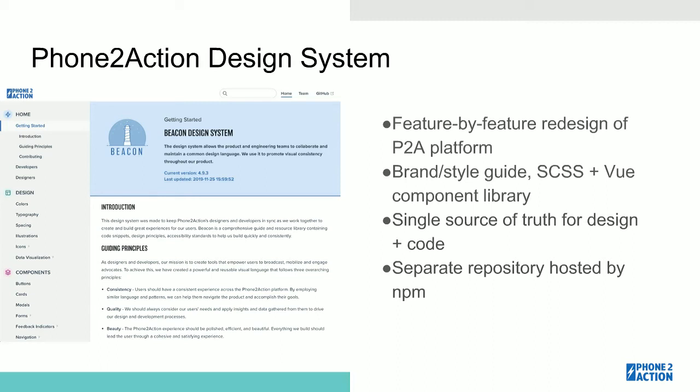So this design system, we've called it Beacon. It serves both as a brand and style guide and a component library. So it gives us a single source of truth for the design, things like what colors are allowed to show up on the site, what sort of spacing we can have on things, what specifically do our modals look like, or our tooltips, et cetera, all of our different UI elements.